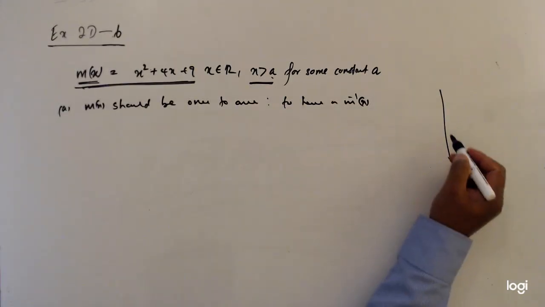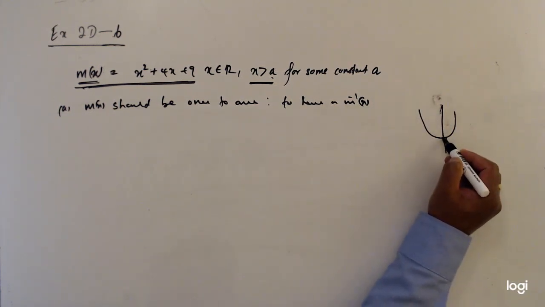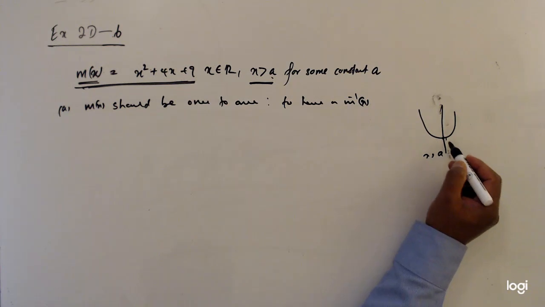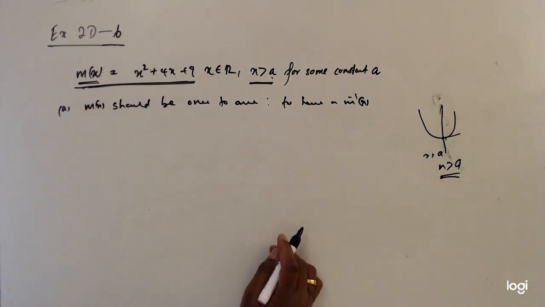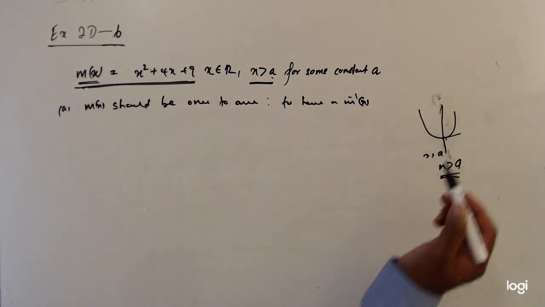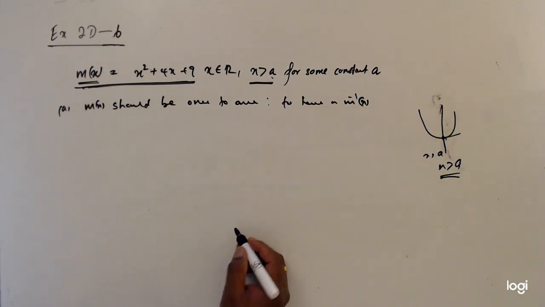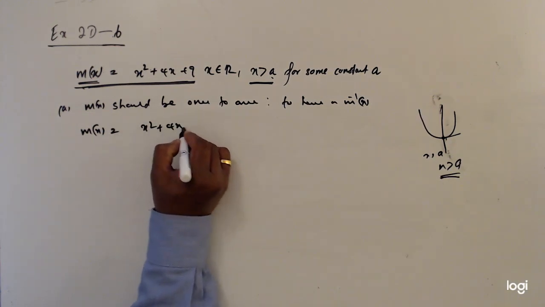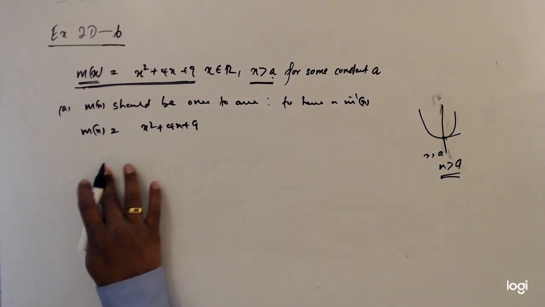We know that if it is a quadratic graph, and this is the minimum, and let's say this X value is A, then from this value onward, the graph is 1 to 1. So you want to find this value, which is the minimum X value. Mx equals x square plus 4x plus 9. What is the minimum X value?